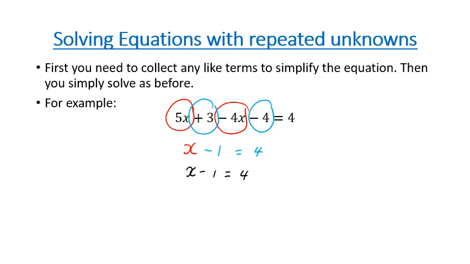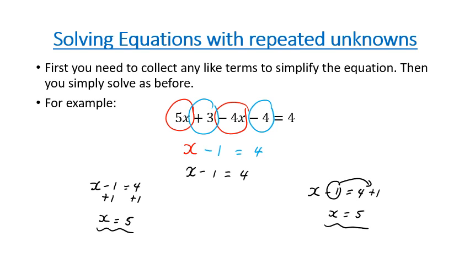Whichever method you want to solve it, you can either go inverse plus 1, x equals 5, or you can carry the minus 1 over here, it becomes plus 1, x equals 5. So the first thing you need to do is simply collect the like terms, simplify the equation, and then solve it as you would normally.